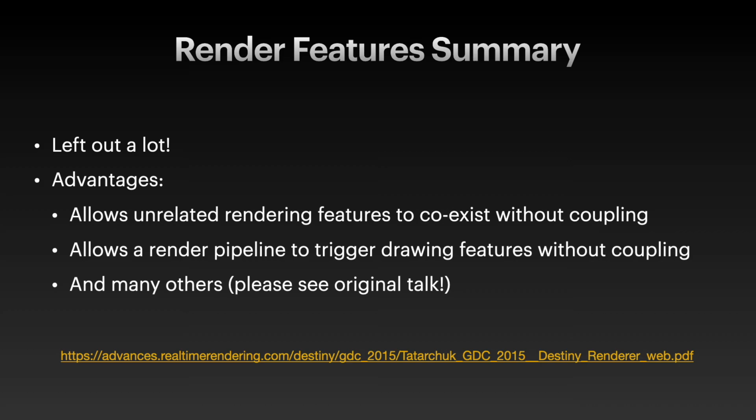I've left out a lot of details, but to touch on a few key advantages. This architecture allows unrelated rendering features to coexist. It also allows a render pipeline to control when the features draw, all of this with as little coupling as possible. There are many other advantages. Please check out the full talk for more details.